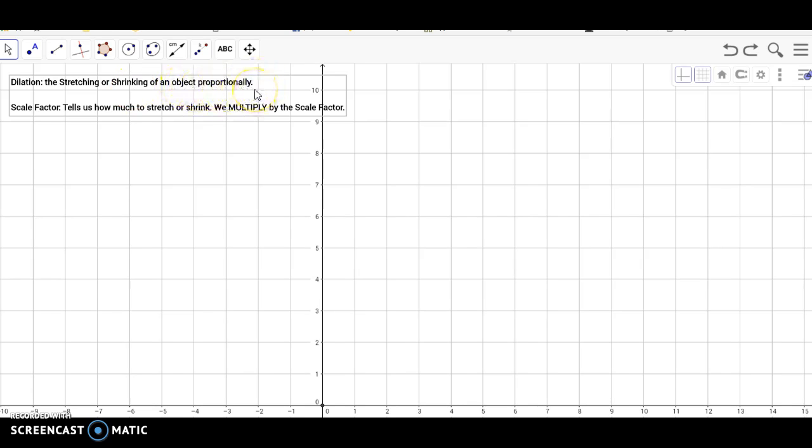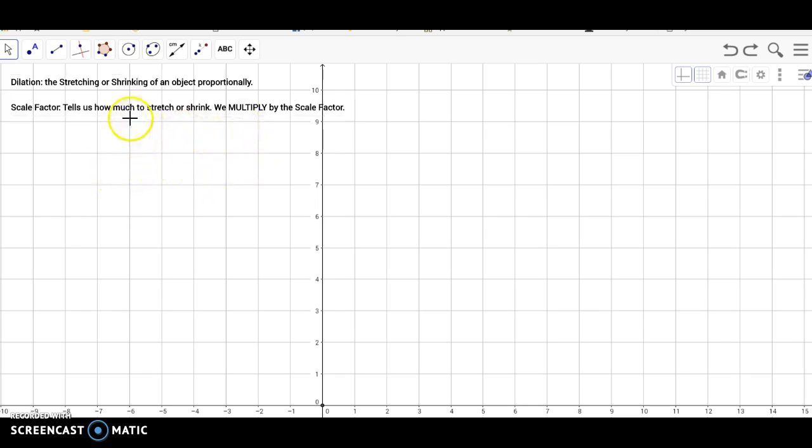That means when we make something bigger, if I make it 3 times bigger, then all sides are 3 times bigger. And if I make it 3 times smaller, then all sides are 3 times smaller. The scale factor for dilations is very important because it tells us how much to shrink or to stretch. When we are looking at sides or coordinates, the x and the y of a point, we multiply our scale factor by those points and by those side lengths to get the new figure.